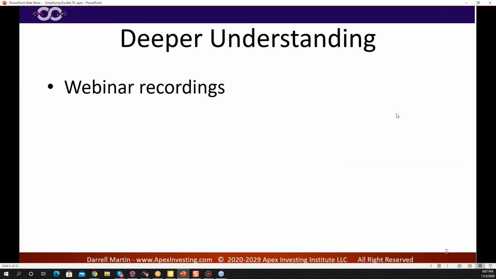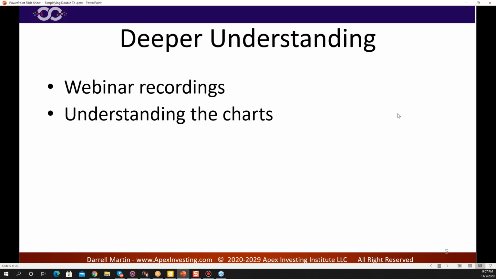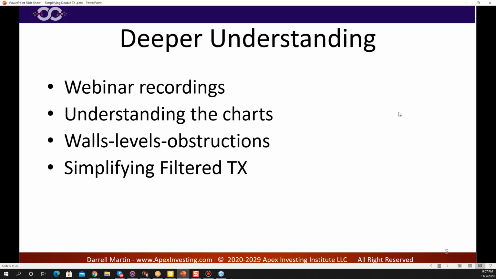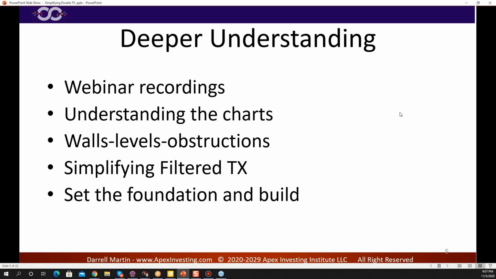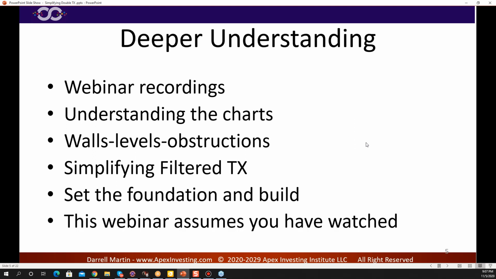So that's what I'm talking about here, deeper understanding. Once you know where those recordings are, being able to understand those charts, know what these obstructions are all about. They kind of really set the foundation. Okay, and some of you want to jump way ahead and want to learn all these different trade setups and do all these different things, but you really have to understand the foundation. All right, and then be able to build on it from there.